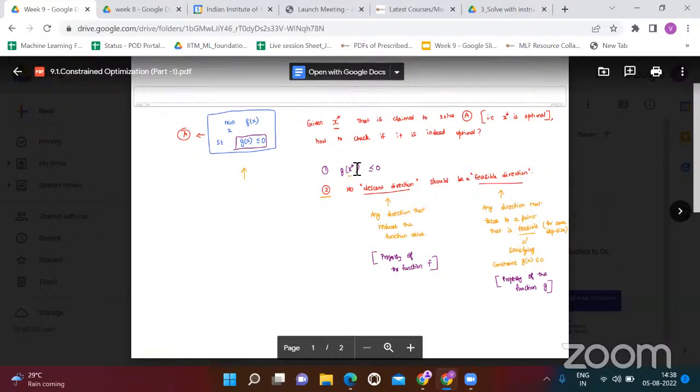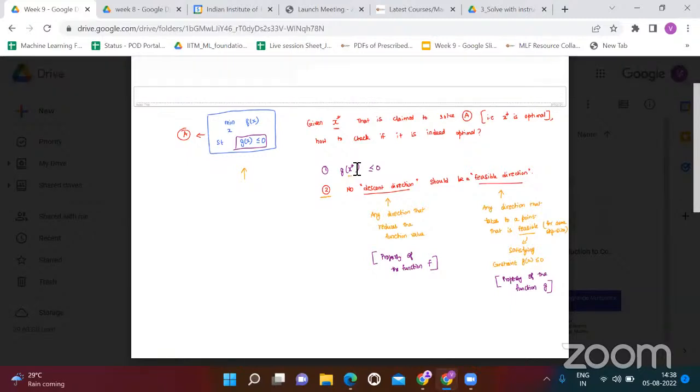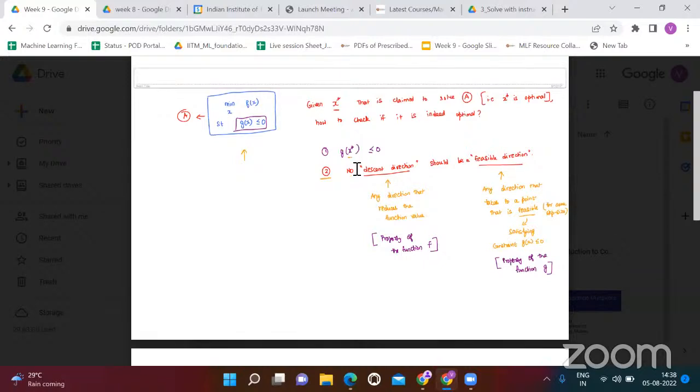Yeah. So in the first lecture, we are solving the constrained optimization problem, where the sir has proved how you check whether the X star you have calculated is the value at which the function is minimum or not. For that, you need to check two conditions. The first one is that it should satisfy the constraint function, and there won't be any descent direction that is also a feasible direction.